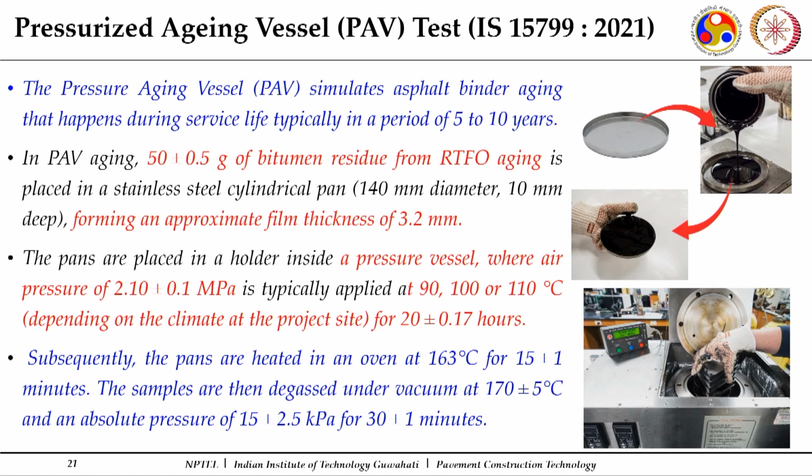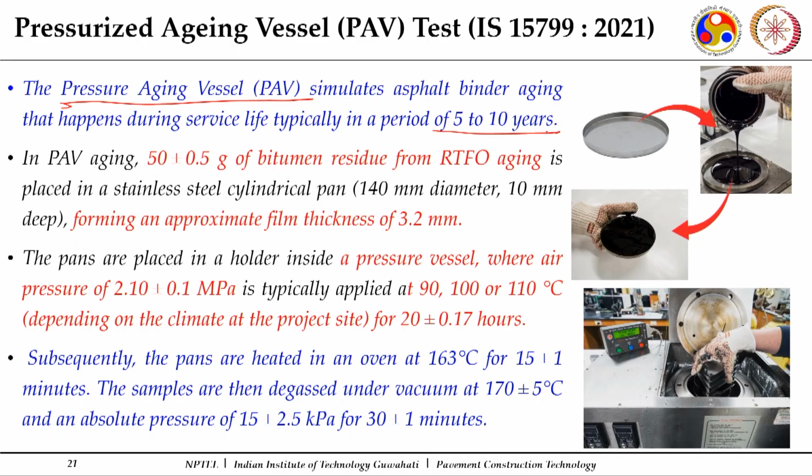Now, the last one under the aging protocol is the pressure aging vessel, which is to see how the aging happens during the service life of the bituminous mixes. For this, the vessel used is known as the pressure aging vessel, because here you do the aging without raising the temperature too high, by applying vacuum and by applying pressure at temperatures ranging from 90 to 110 degrees centigrade.